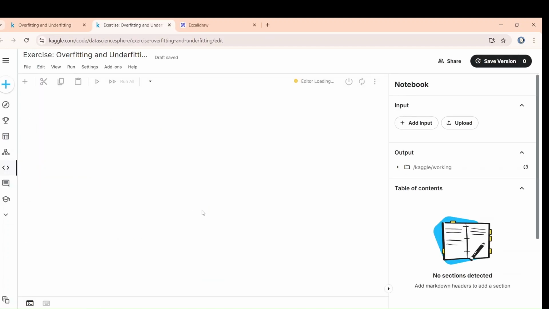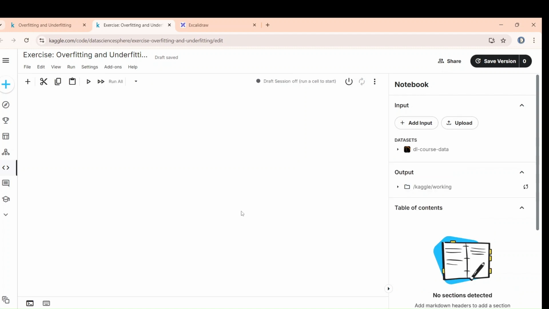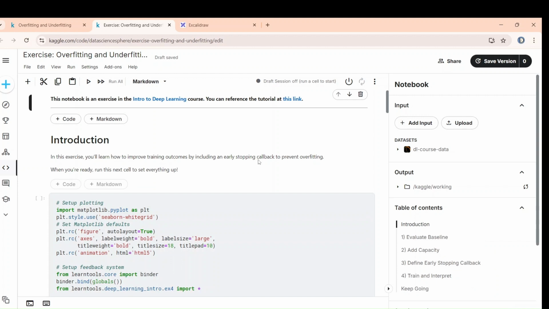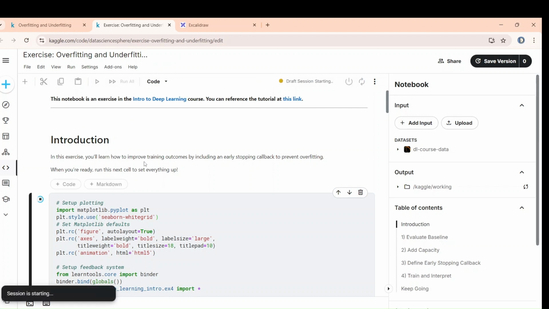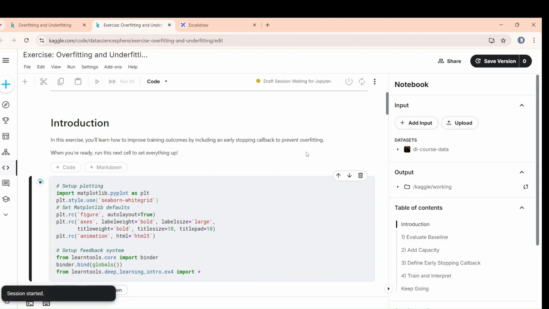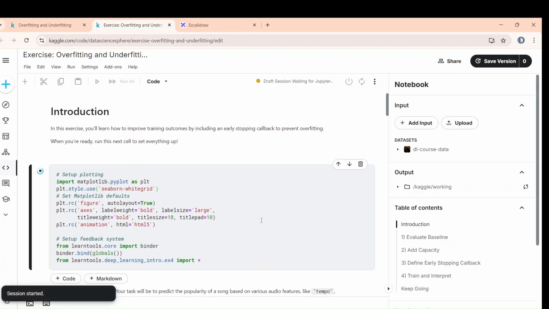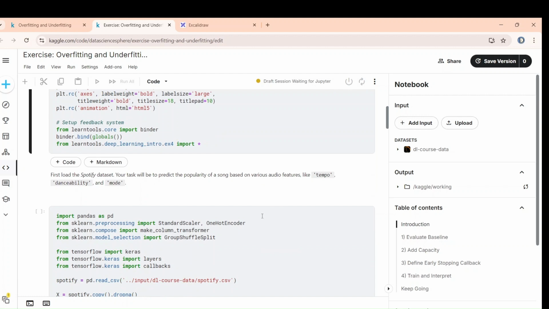Now, your turn to predict. Okay, let's do the exercise. So what have we learned here? We have learned how to use early stopping so that we can prevent overfitting and underfitting. Now, in this exercise, you will learn how to improve training outcomes by including an early stopping callback to prevent overfitting. When you are ready, run the next cell. We are ready, we have run.